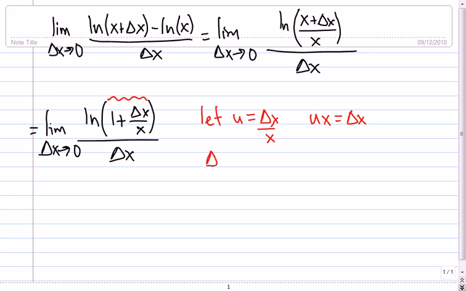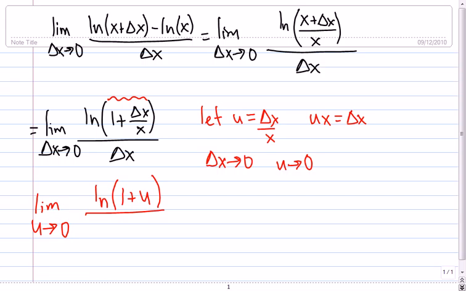And as delta x goes to 0, that means u must also go to 0 in order for them to be equivalent. So I'm going to rewrite this limit as u goes to 0 of the natural log of 1 plus u over ux. And instead of dividing by ux, I'm going to use log laws again. So I'm going to move this to the front.